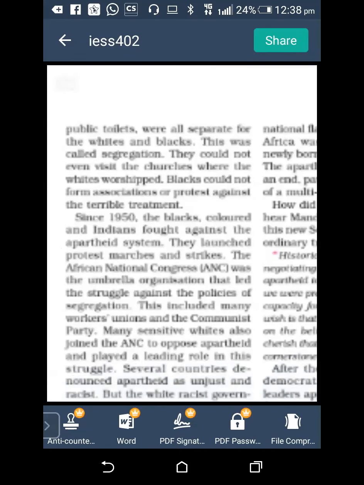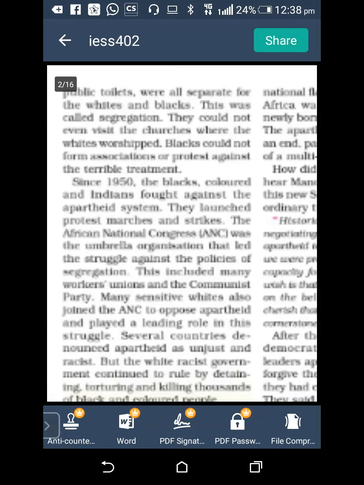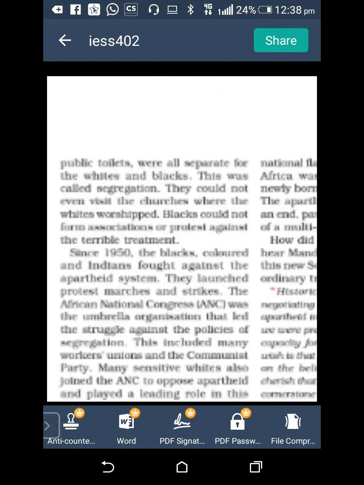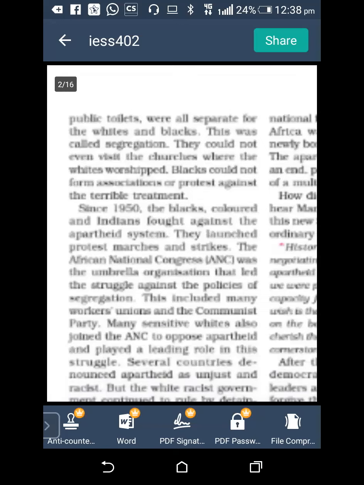Since 1950, the blacks, colored, and Indians fought against the apartheid system. Blacks and Indians, they fought against the system. They launched protest marches and strikes, and the African National Congress, the ANC, was the umbrella organization that led the struggle against the policies of segregation.